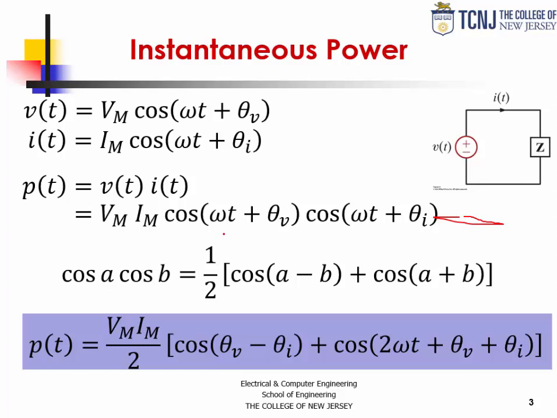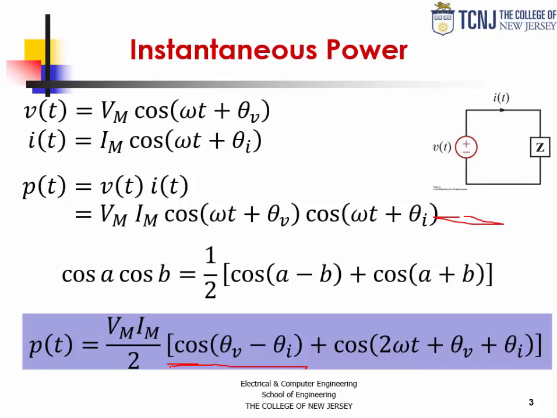And using the trigonometric identity shown here, cosine A times cosine B is equal to half the quantity of cosine A minus B plus cosine A plus B, we get that the instantaneous power expression is equal to the amplitude of the voltage times the amplitude of the current divided by 2 times the cosine of the voltage phase minus the current phase plus the cosine of 2 times the angular frequency, which is 2 pi f, times time, plus both phase angles.